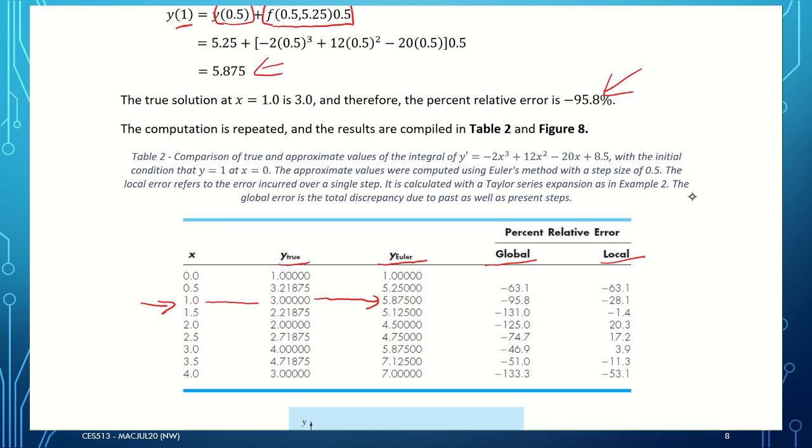Global error is the total discrepancy due to past as well as present steps. While local percent relative error refers to the error occurred over a single step. So each step has its own error. So that is called local error.